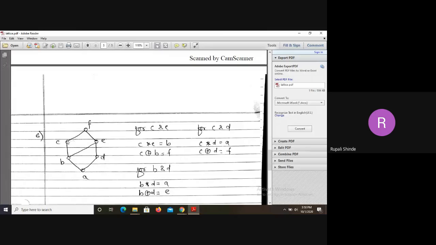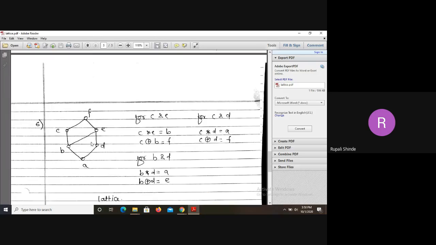Now list the upper bound for these two elements. It is F. So again we can consider another pair, C and D. The greatest lower bound for these two elements is A and the least upper bound is F. Just one pair is remaining, B and D. For these two elements the greatest lower bound is A and the least upper bound is E. So this is a lattice.